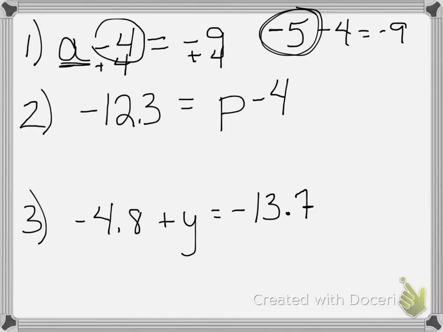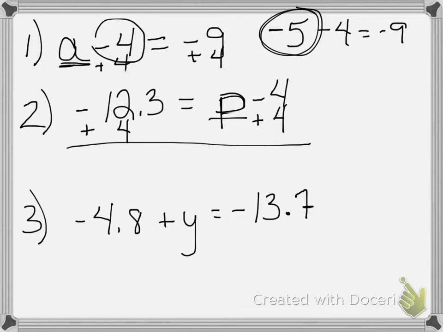For number 2, I want to get P all by itself. So once again, I have -4. So the inverse operation is going to be adding 4, since -4 plus 4 is 0. So I'm going to add 4 over here. As I was saying, same sign, add and keep, different signs I'm going to subtract. So 12.3 minus 4, I know, is 8.3. Keep the sign of the larger number, so it's -8.3 is equal to P.